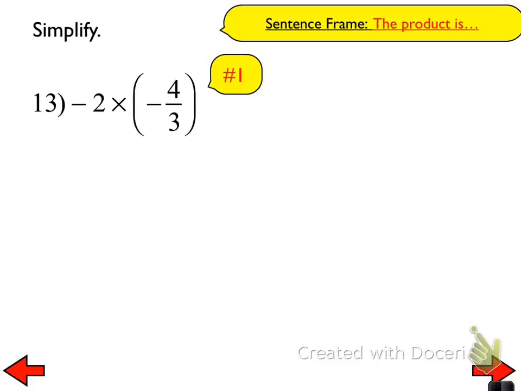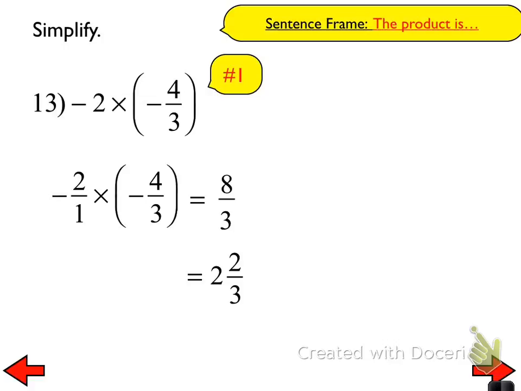Very last one. Number 13. What do I have to do to that negative 2? I have to put it over 1. Decide right now, is my answer negative or positive? Positive. Okay, I'm going to check to see if I can cross cancel. I can't. I'm going to be left with 8/3, which reduces to 2 and 2/3. Okay, are there any questions?